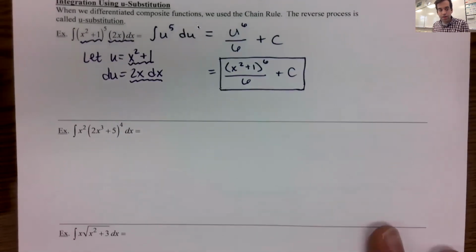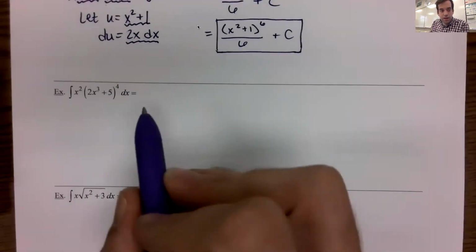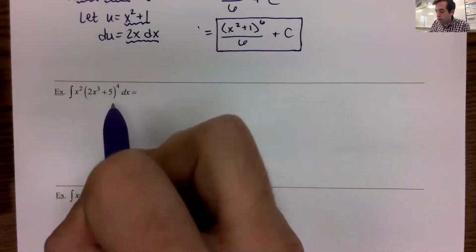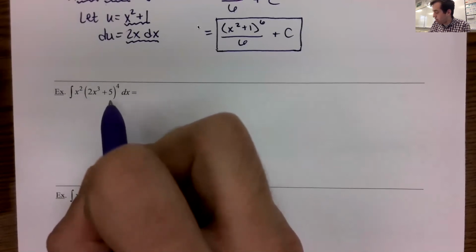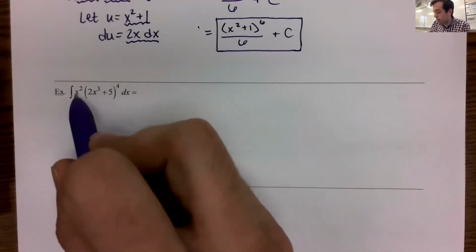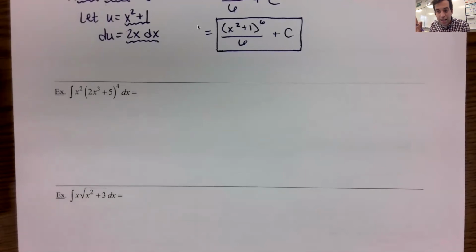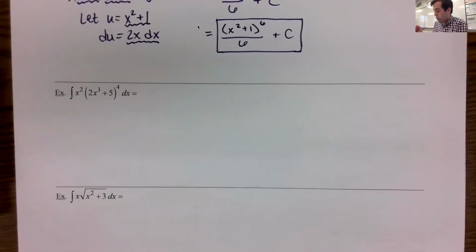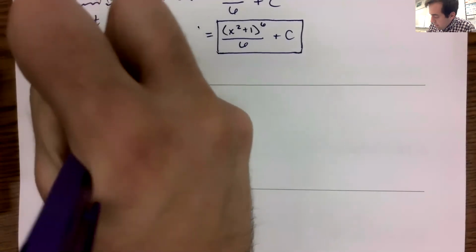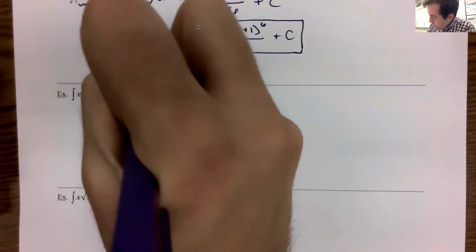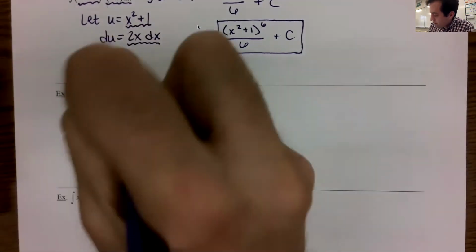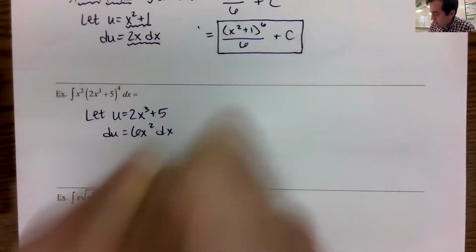Okay, so let's try that strategy here in the next one. I see we have something to the 4th power. Do I have the derivative of 2x cubed plus 5? That derivative would be 6x squared. I have the x squared, and a coefficient like a 6 is not going to be that big of a deal. We're going to be able to handle that. So let's do it. Let u equal 2x cubed plus 5. So our du is going to be 6x squared dx.